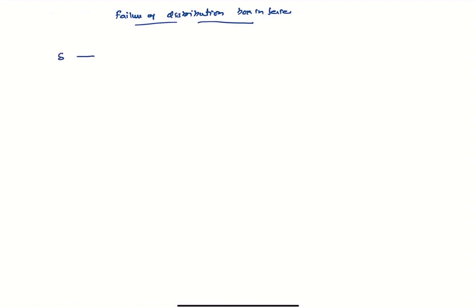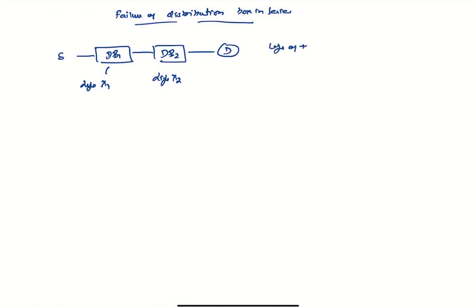Here is a supply, and there is a dB1, and this is the dB2, and this is your destination, and this one has a life of x1, and this one has a life of x2. Since these are connected in series, the life of the system, let's just say life of the system is z, and life of the system z is going to be the minimum of x1 and x2.